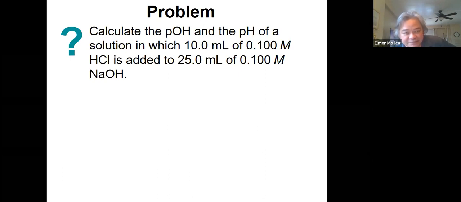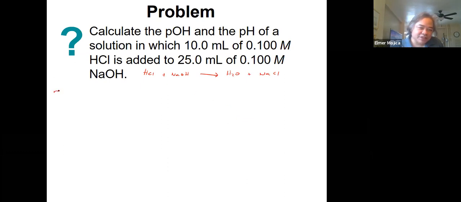So if you're going to look at the reaction that you will have here, this is HCl reacting with NaOH, producing what? Water and a salt. So the way that we're going to do it is let's account the moles of the HCl. Let's account the moles of the NaOH.